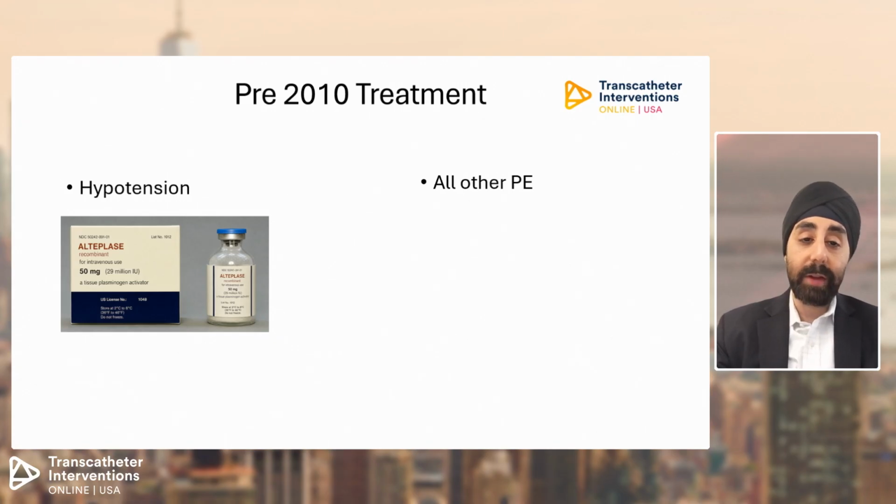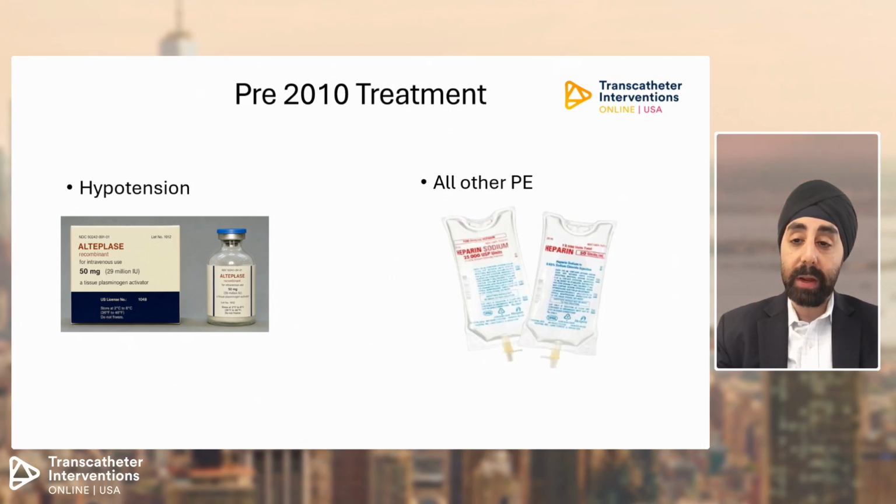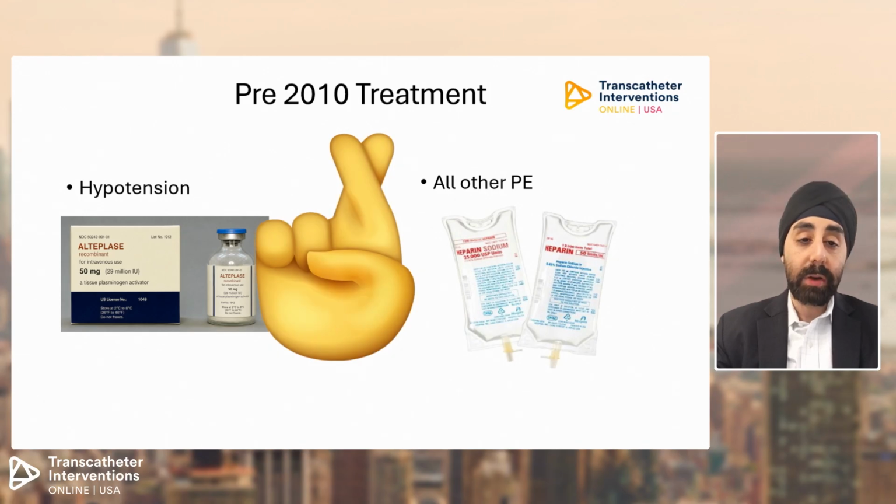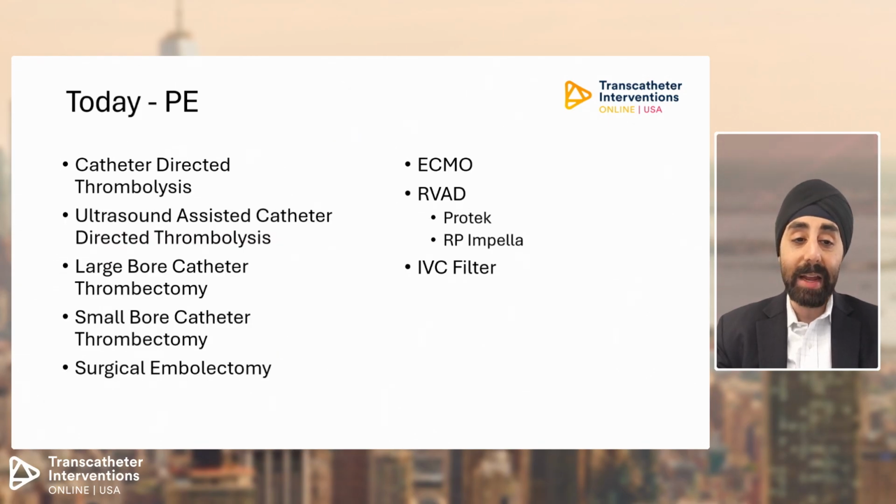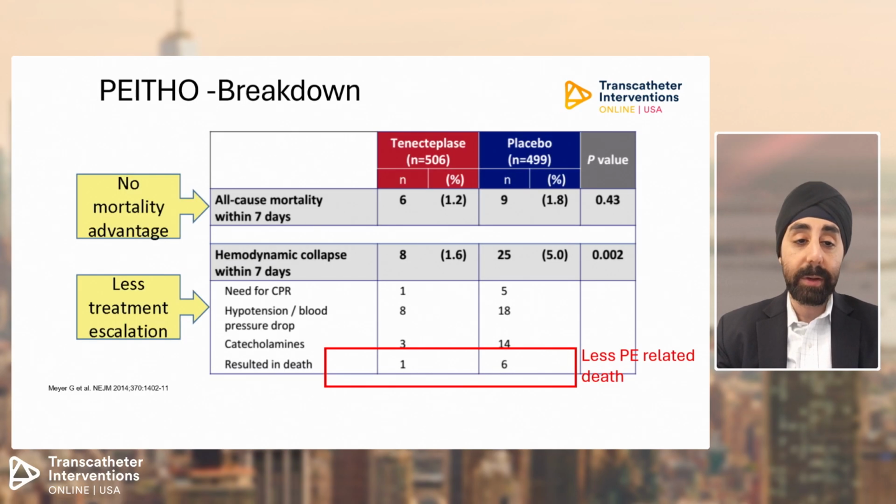The reason this all matters is that pre-2010, if the patient had hypotension, we gave them this drug, which is alteplase. If they had any other PE, we gave them unfractionated heparin, maybe low molecular weight heparin, then we sort of crossed our fingers and watched. The truth is that today we have all of these different options in PE that we can employ. On the left are technologies that are particularly geared towards clot removal or clot dispersion and are really treating the source. And on the right are adjunctive therapies that may help support in terms of PE management.